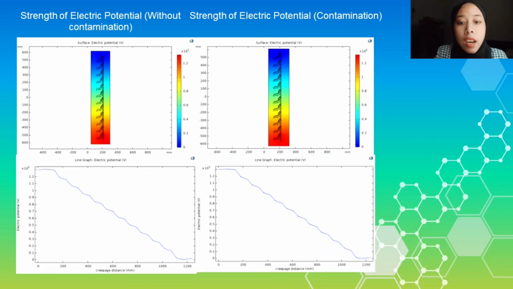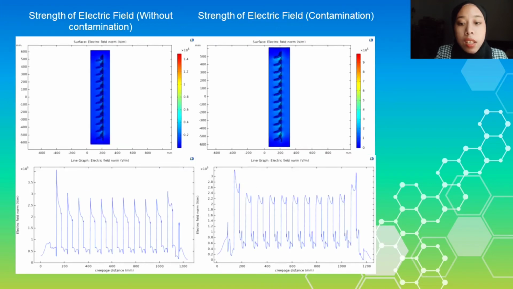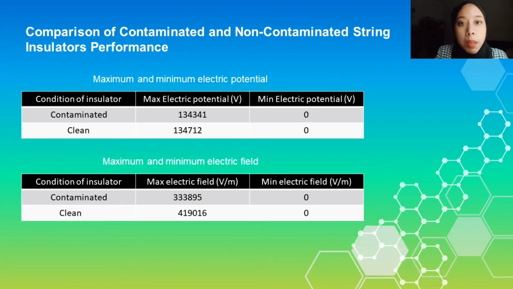Okay, next, this is the figure of performance with and without contamination. This is the performance of electric potential. As you can see here, the graph decreases like stairs. And this one is the strength of the electric field. Based on the figures before, this is the maximum and minimum electric potential and electric field. It is observed that the voltage in the contaminated insulator is slightly lower than in the clean insulator, so there is a tiny difference between the maximum and minimum.